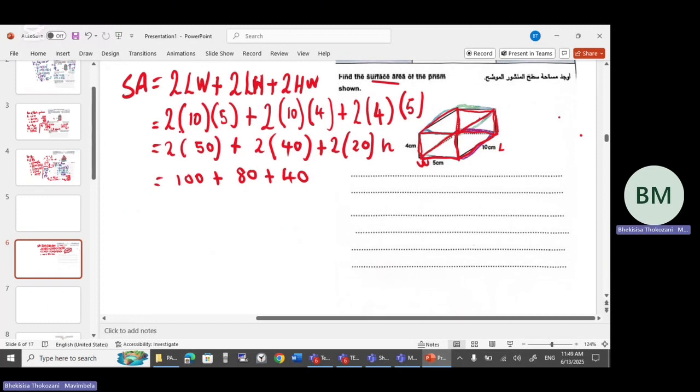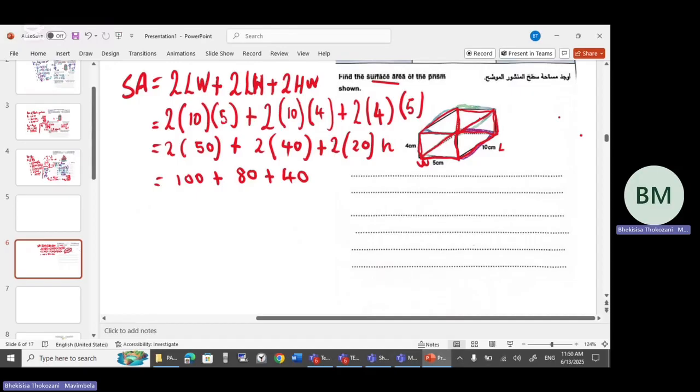Let me recap on this one here. So the first thing I did was to write the formula, right? Which is 2LW and 2LH and 2HW. Okay, so this is H, do not forget. And then after that, I went straight to my box. I identified the longest side, which is my L, the shortest side, which is my W, and the height, the one going up, which is 4. Okay, that's what I did. And then after that, I went straight to my formula now to substitute.